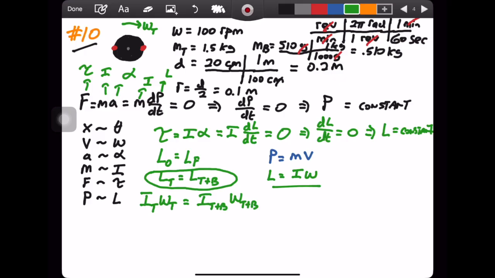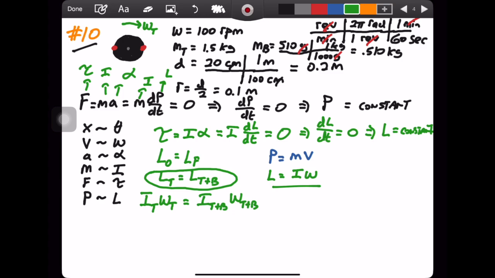Because the angular momentum is constant, that's why I can write the equation that I just wrote. So that means that if the moment of inertia changes before and after, you're going to see a change in angular momentum, or should I say, you're going to see a change in angular velocity before and after.